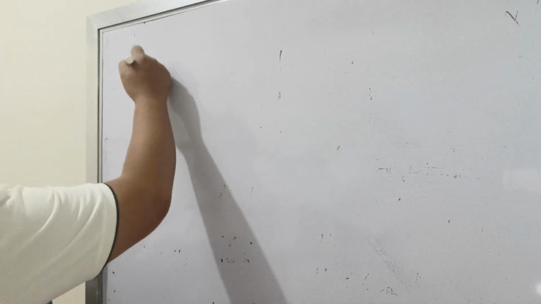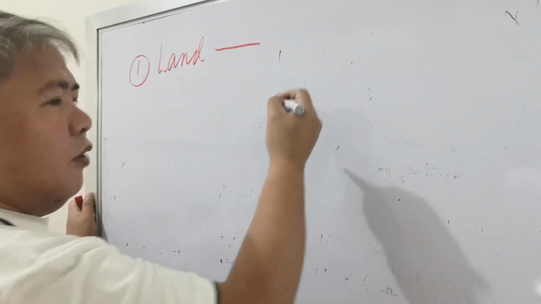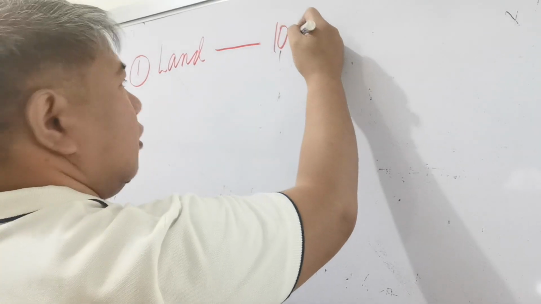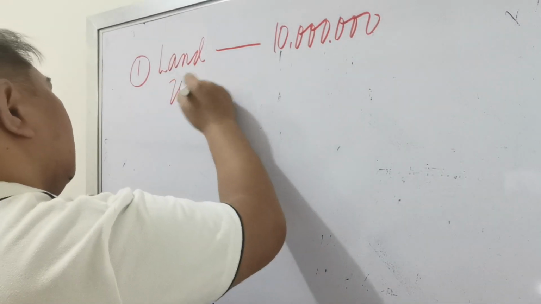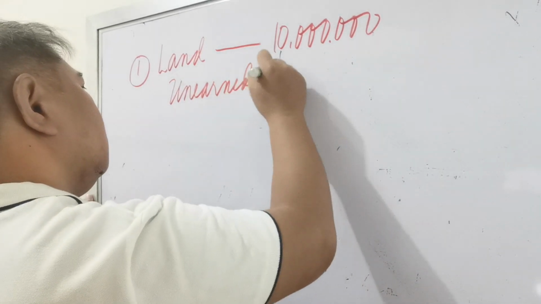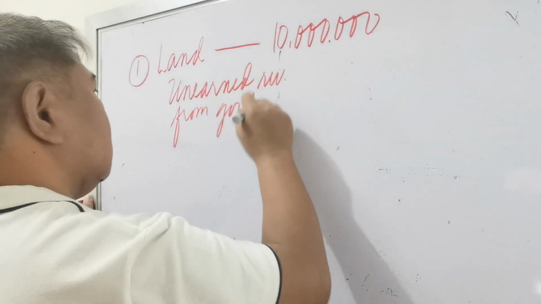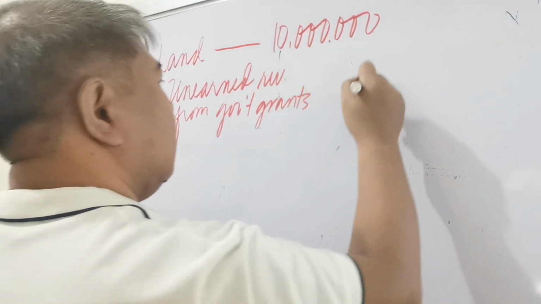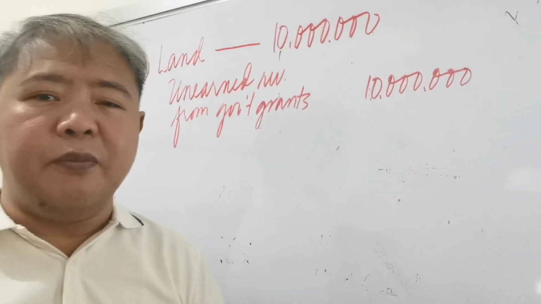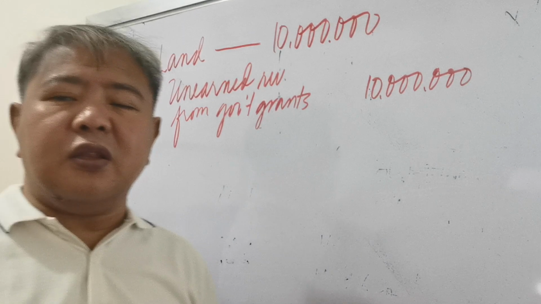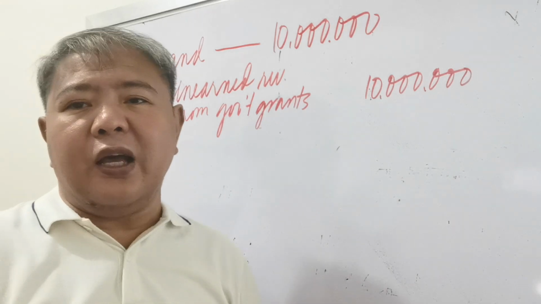Number one, for the donation, debit land at fair value of 10 million pesos, and then credit unearned revenue from government grants for 10 million pesos. As you can see, we recognize it first as a liability. Why? Because we still need to meet the conditions set by the local government or the donor before we can gradually recognize it as income.